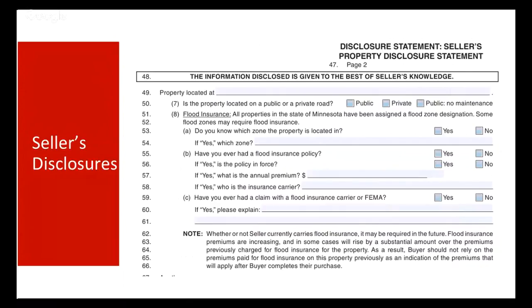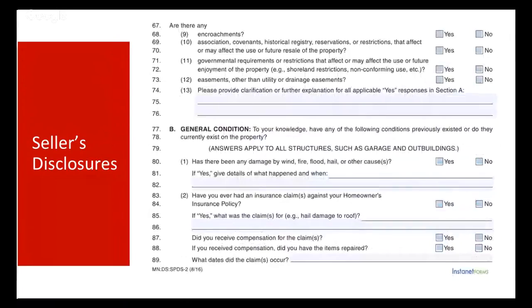Basically, this is saying, hey, use some common sense and get some flood insurance quotes before you close on this property so you know what you're actually getting into. Don't just rely on what the seller currently has or has had in the past.